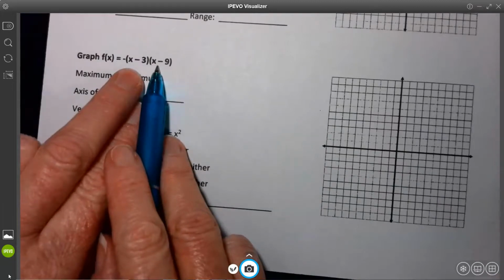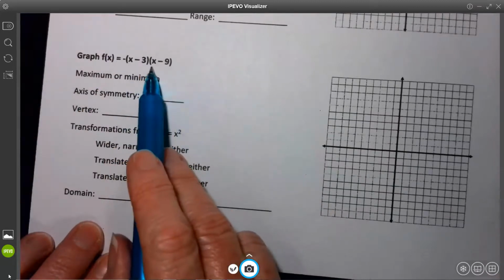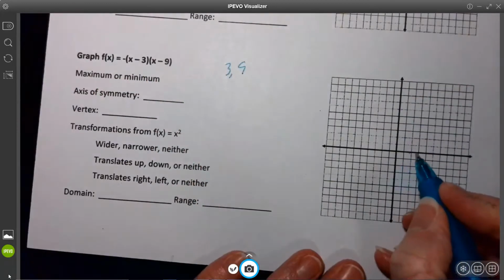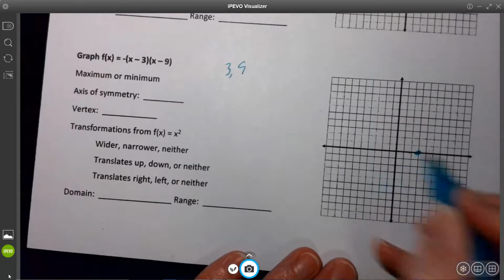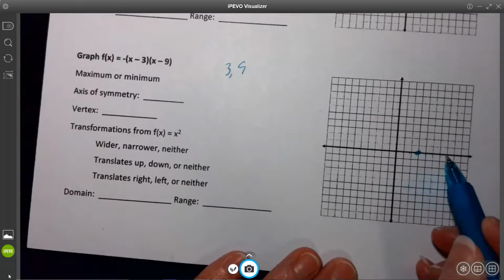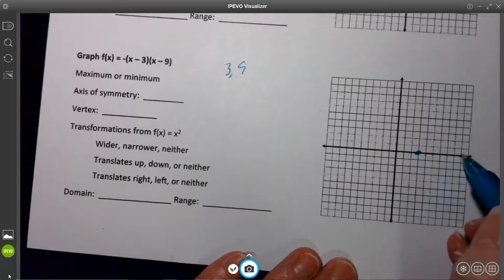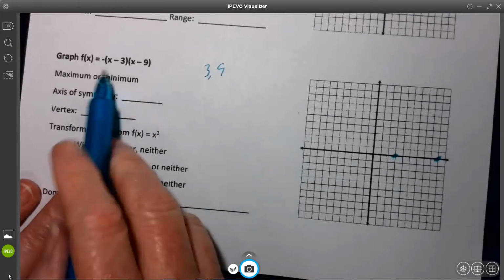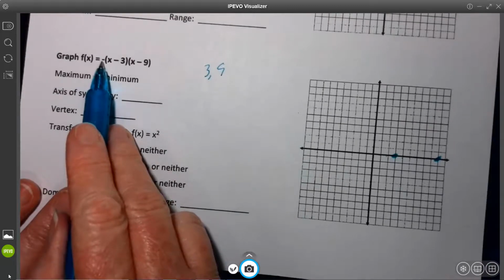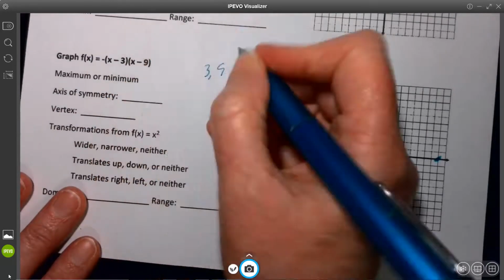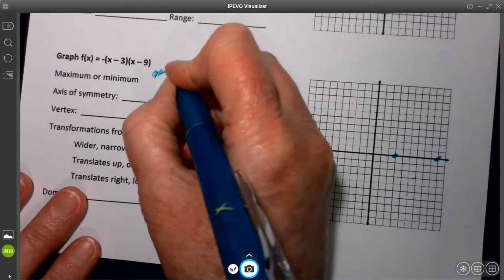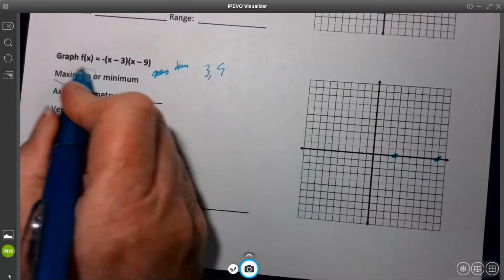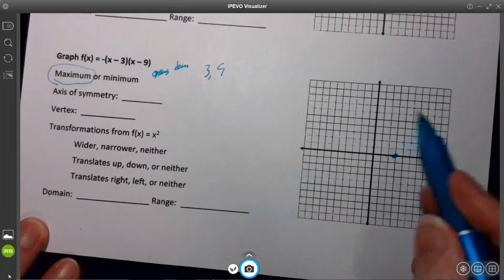Let's plot our x-axis. So our x-axis are 3 and 9. 1, 2, 3, and 9. 4, 5, 6, 7, 8, 9. There's our x-intercepts. Okay, and look, notice what this does. This one opens down. So if it opens down, that means that I have a maximum, because it's going to go like this. It's going to open down.